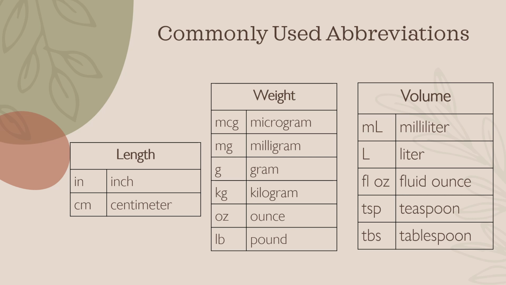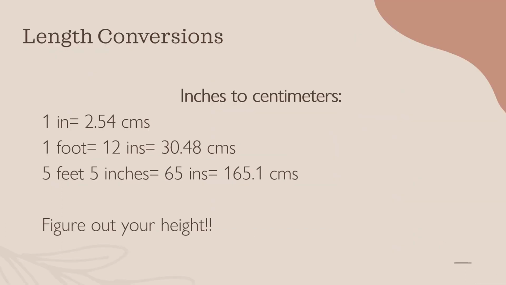Now, if you noticed, all 3 of these tables have the empirical and metric system units of measurement. You will see that all of these get used, but when we document in healthcare, we document in the metric system, so we do have to know how to convert between the 2 systems. When we convert inches to centimeters, we have to do math. 1 inch equals 2.54 centimeters. If there are 12 inches in a foot, then each foot has about 30.48 centimeters.